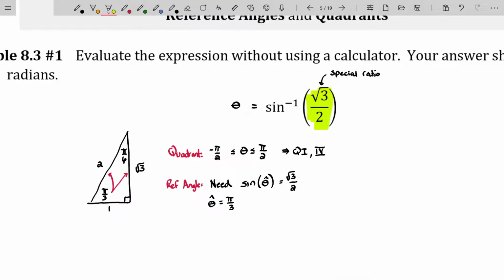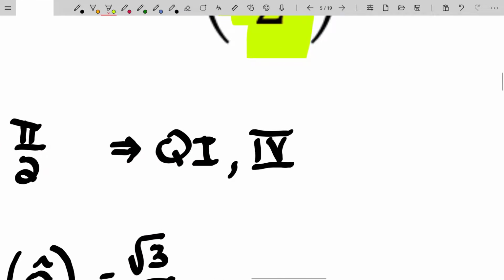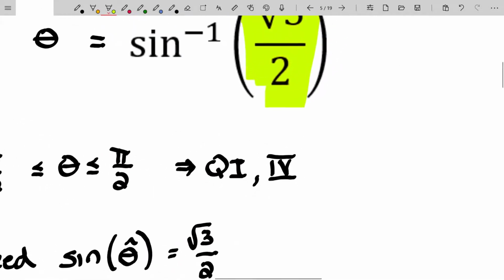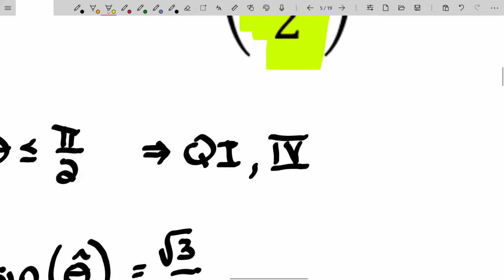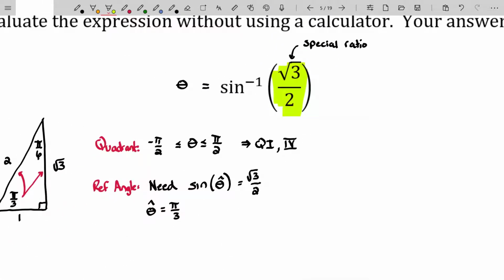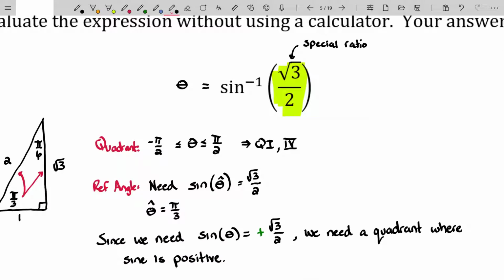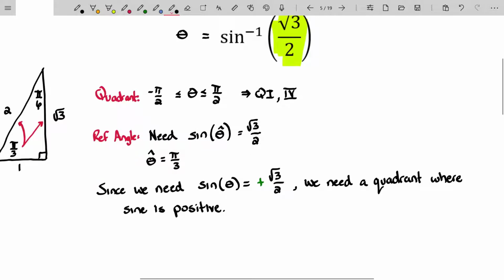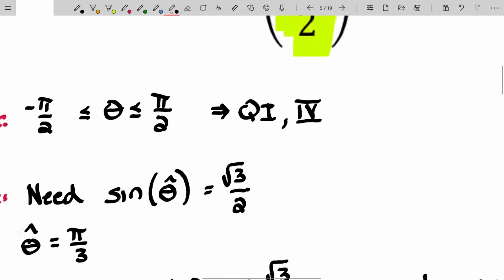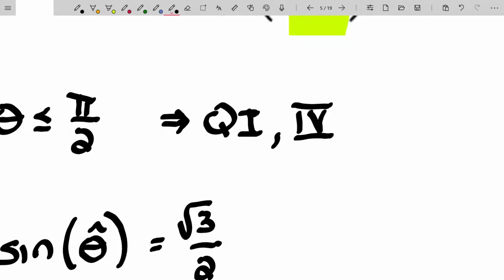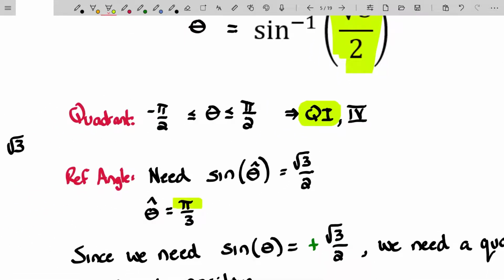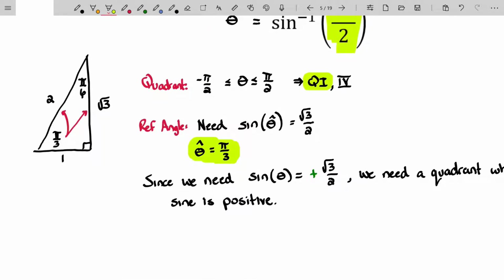And so we want to know, of those two quadrants, which is the quadrant where our ratio, our sign, is going to be positive. So let me write that down. Since we need sine of theta to be a positive root 3 over 2, we need a quadrant where sine is positive. Now, of the only two quadrants we're working with, quadrant 1 and quadrant 4, sine is positive in quadrant 1, not 4. And we have a reference angle of pi over 3. So we now know our quadrant. We now know our reference angle.